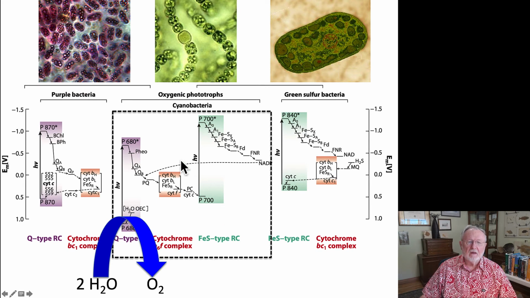So once again, when we begin to look at purple and green bacteria, what we find is that cyanobacteria adopted both photosystems, but they adopted the carbon dioxide fixation pathway associated with the purple bacteria.